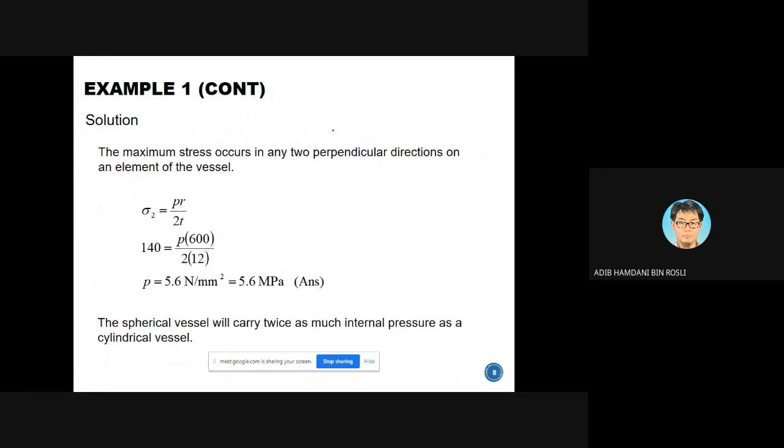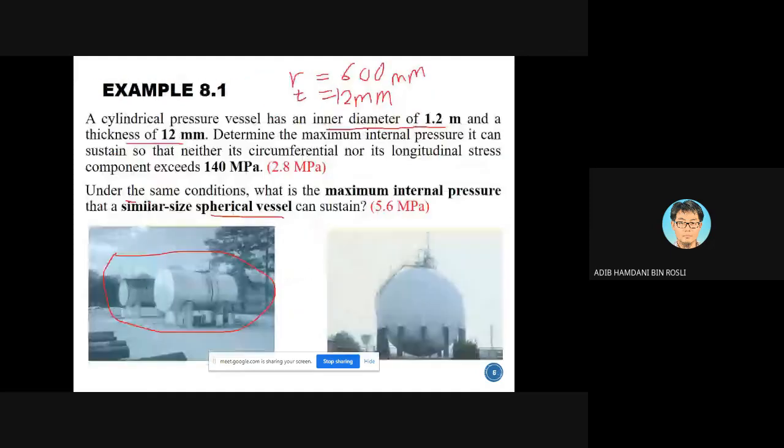So next we go to the next thing. The question asks, what happens if you have the same conditions, right? Same conditions means that you still have the same internal diameter of 1200 millimeter, or 600 millimeter radius, and the same thickness of 12, like this cylindrical pressure vessel. No, sorry, spherical pressure vessel, right? So you have the same dimension of R over T, but now it is spherical.